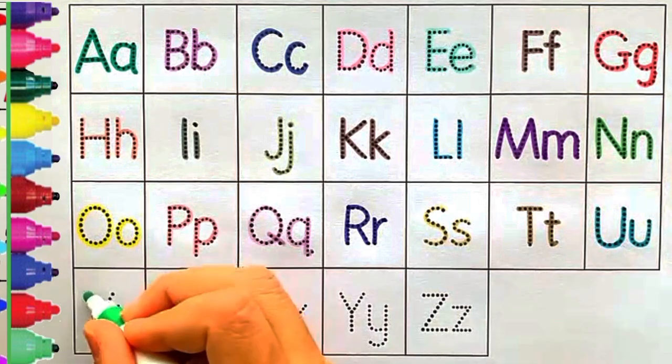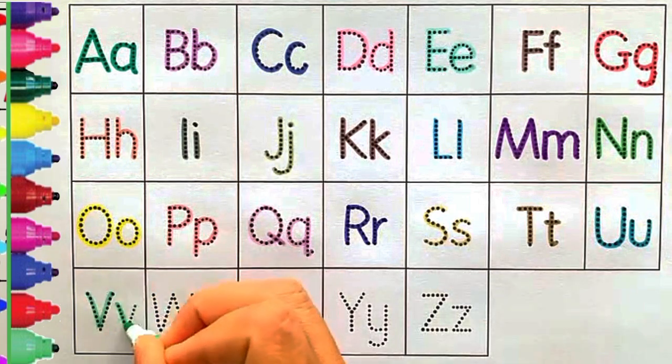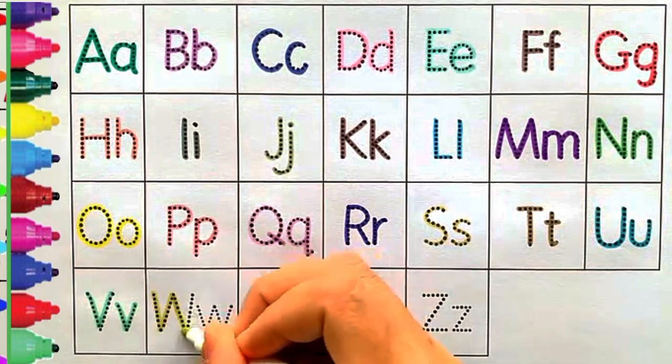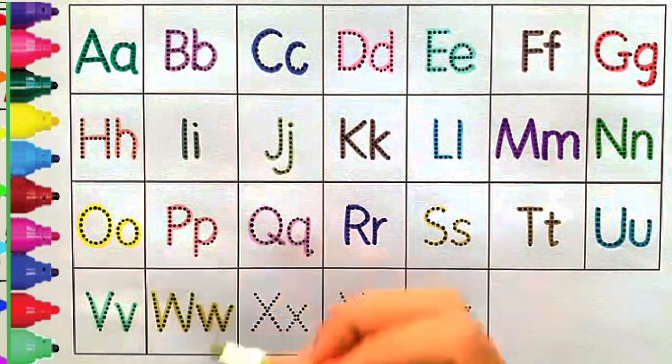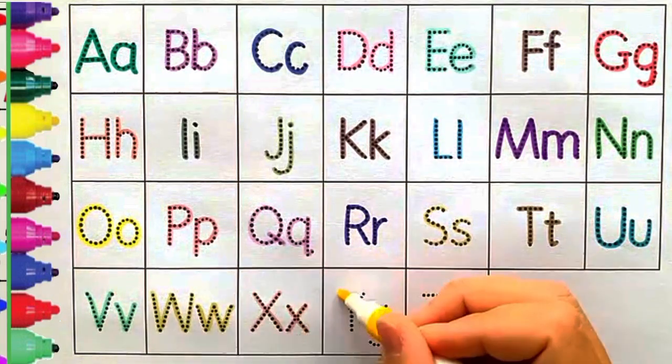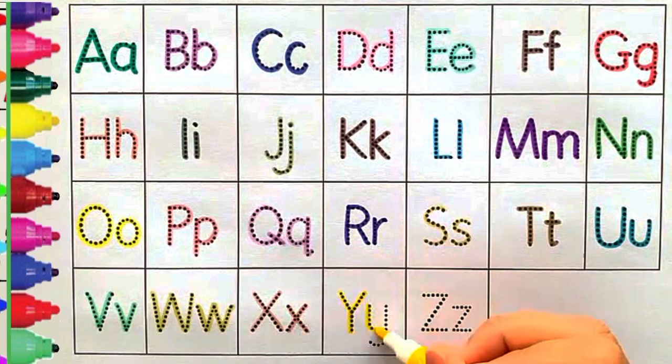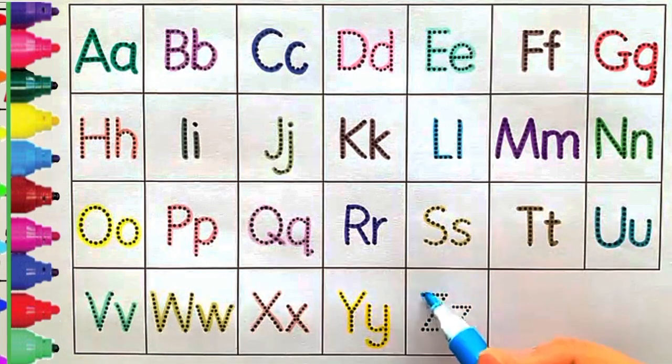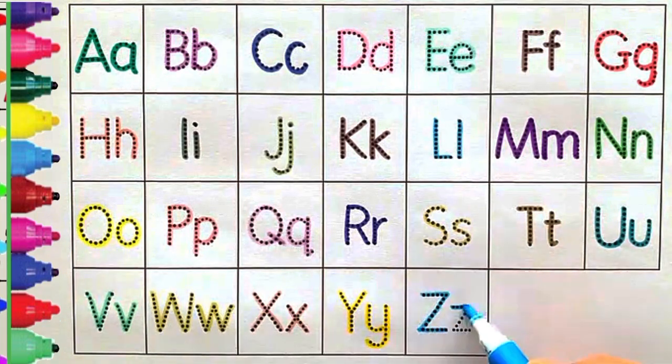U for uniform. V for volcano. V for van. W for watch. W for window. X. X for xylophone. X for X-mystery. Y for yak. Y for yarn. Z. Z for zebra. Z for zip.